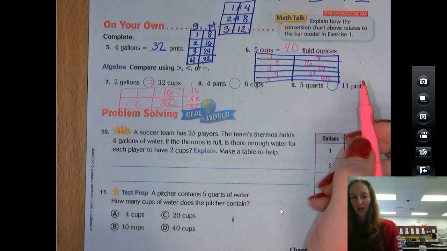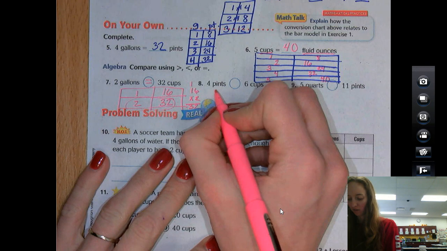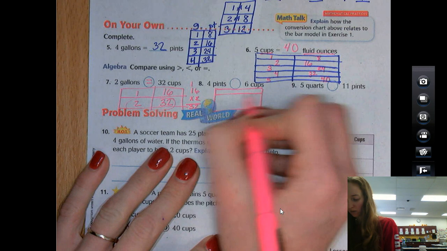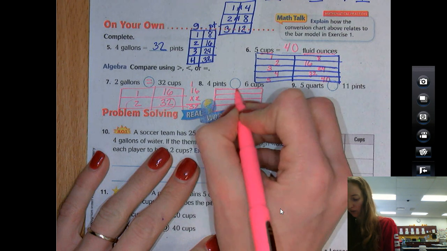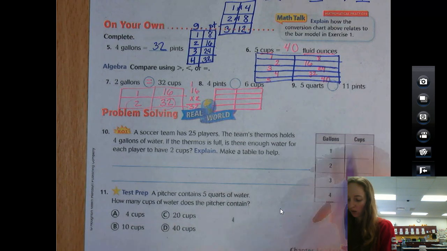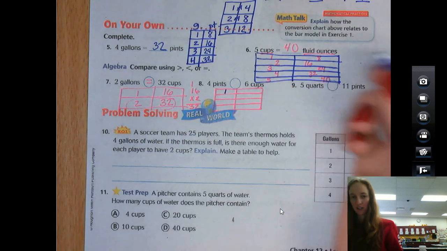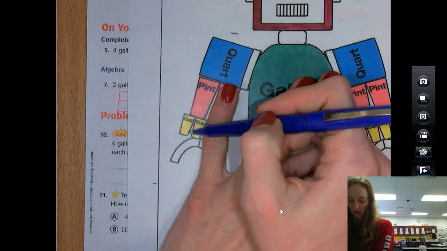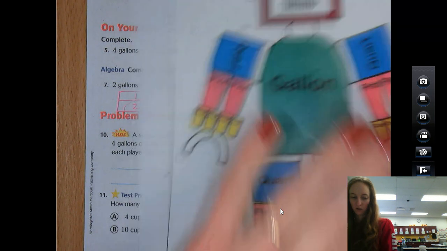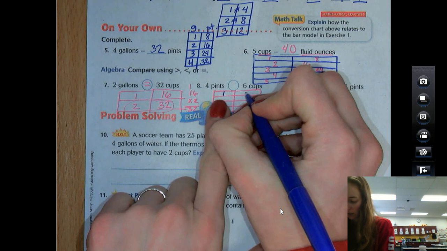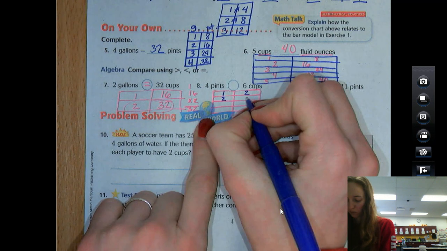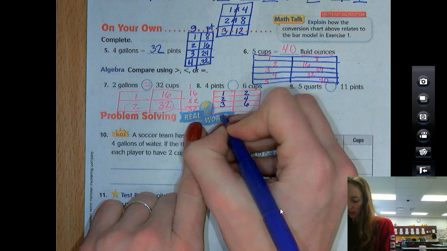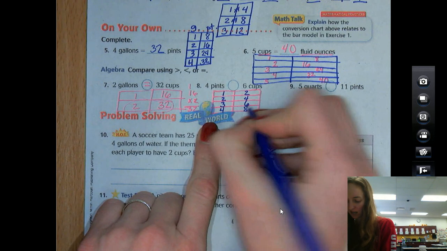Okay, 4 pints, 6 cups. Well, first I have to figure out what 1 pint is in cups. I have to go down 4 times. Small and neat, folks. Small and neat, right? 1 pint is how many cups? Cover it up. 1 pint is how many cups? 2, right? 1 pint is 2 cups. 2 pints would be times 2. 4 cups. 3 times 2 is 6. 4 times 2 is 8.